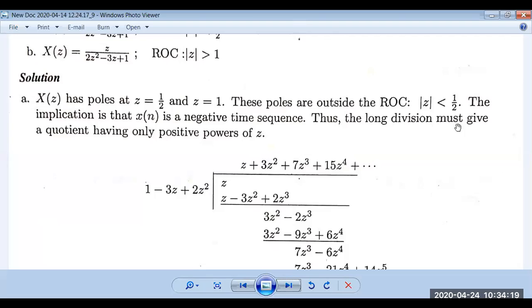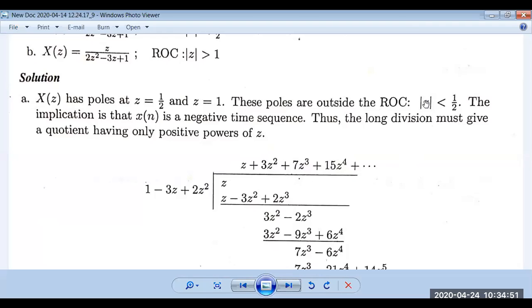Understand that? Thus, in the long division method, the quotient must have only positive powers of Z. The quotient should have positive powers because we are dealing with a negative time sequence. Why are we dealing with a negative time sequence? Because the ROC is Z less than half. There are 3 points. Everybody understand? Okay, this is the long division method. When should the quotient have negative powers of Z, and when should it have positive powers of Z? We need to understand that.